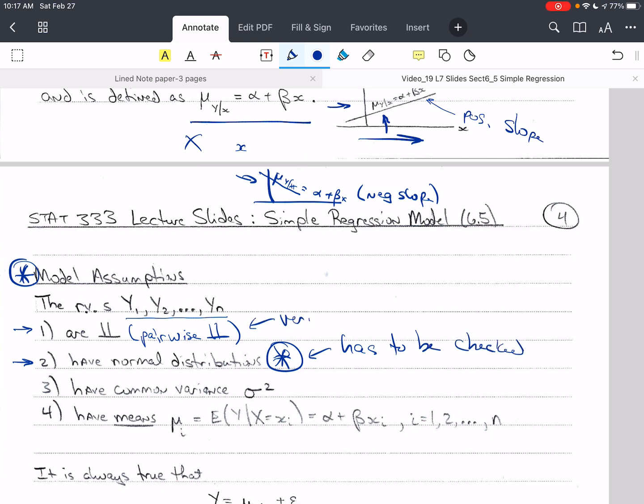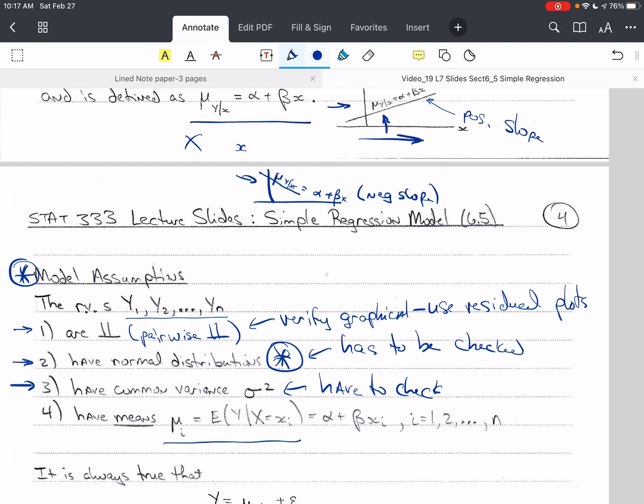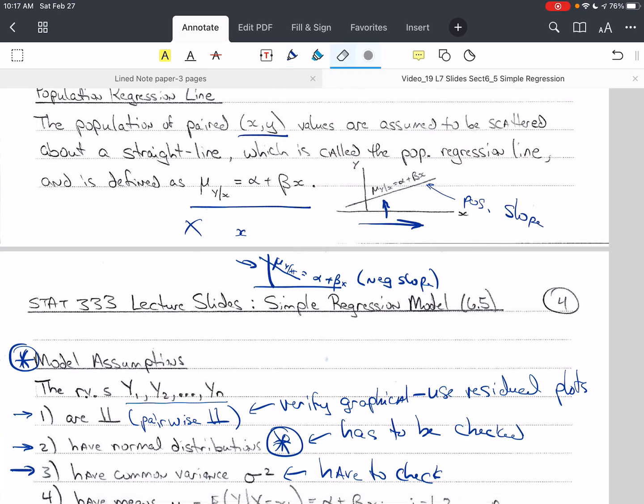This we can verify graphically, and we'll use residual plots to do so. They have to have a common variance. That has to be checked; we'll perform a test for equality of variances. They have means: mu sub i equals E of y given x equals x sub i, and that is equal to alpha plus beta x sub i. So this is a mean. We're talking about the line here as a mean line through the points. So that's how we can think about this line.